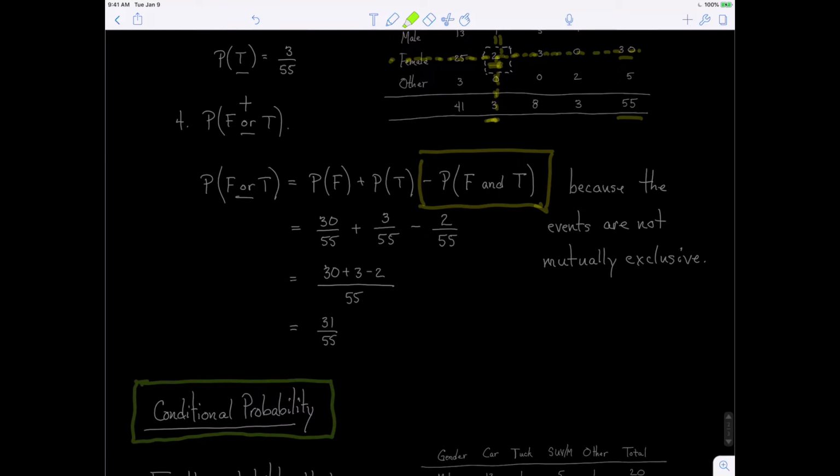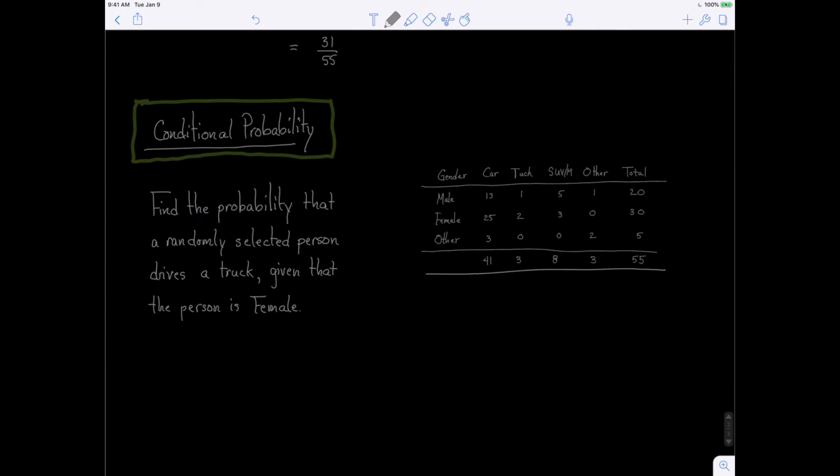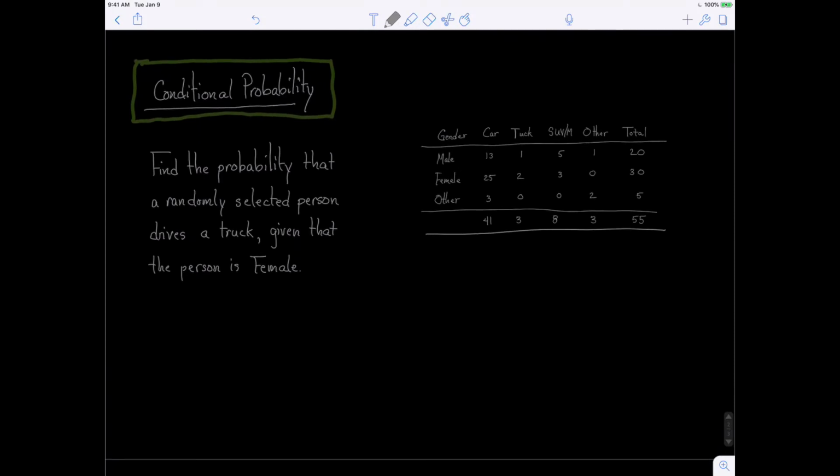Notice that we ended our last problem looking at the probability that a person drives a truck or is female. Sorry, that was hard to say. But what if we change the problem just slightly? That's what we're going to do to understand what a conditional probability problem is, again using females and trucks.